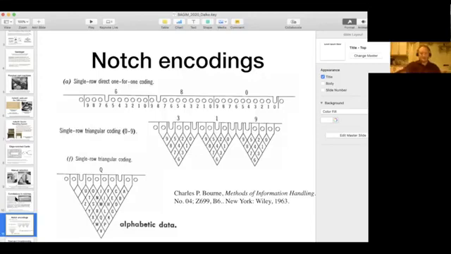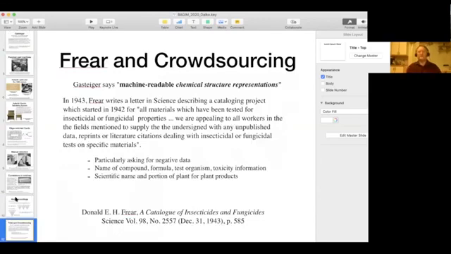And that book that I referenced on the board is an excellent book for manual, an excellent book about information processing in the early 1960s, on punch cards, by Gastiger, called Machine Readable Chemical Structure Representation. So I showed you what I was saying about trees. Go back to Freer. During the Second World War, there's a letter in Science where he's saying he's collecting all materials that have been tested for insecticidal or fungicidal properties. He wants to take a catalog, looking for data, compounds, and other information that can go into these catalogs.